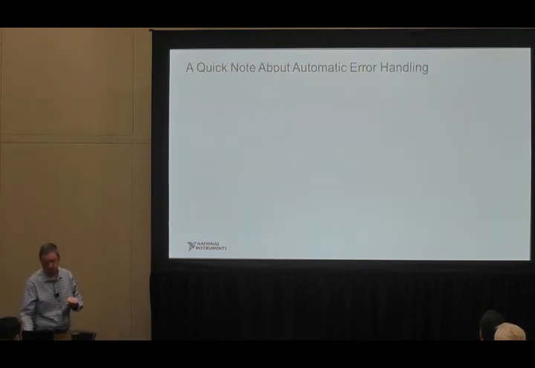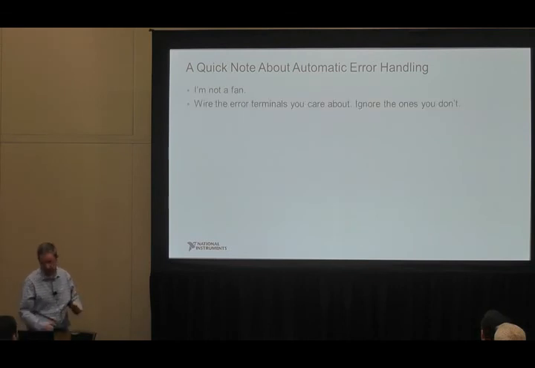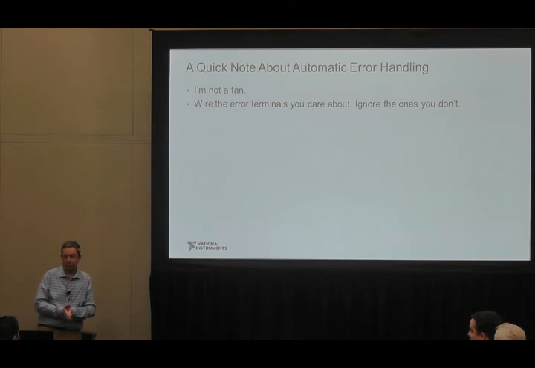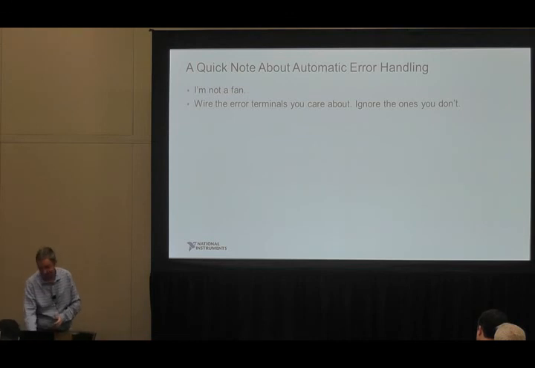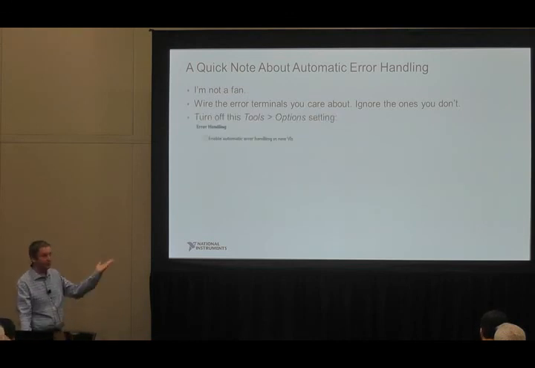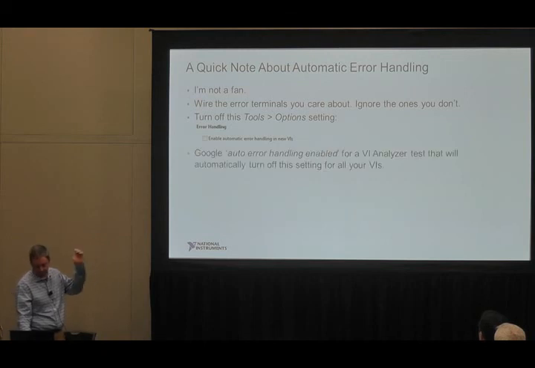All right, so just another quick note about auto error handling. I am not a fan of auto error handling. I feel like you, as the owner of the block diagram, should wire the terminals you care about. You should ignore the ones you don't. And your editor shouldn't be popping up dialogues if you haven't asked it to pop up. So I turn off this option so that auto error handling is not turned on in any of my new VIs. There's a VI analyzer test you can grab online that you can point to your entire application, and it'll turn this setting off on everything.